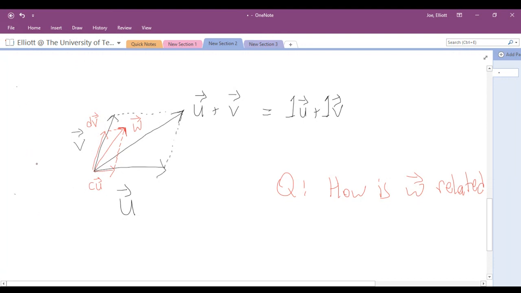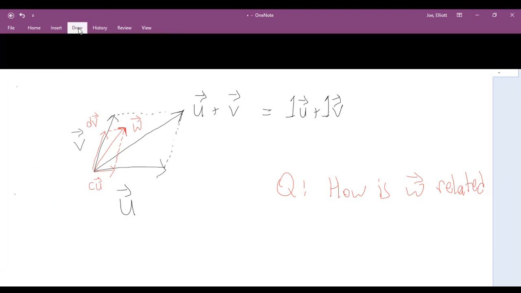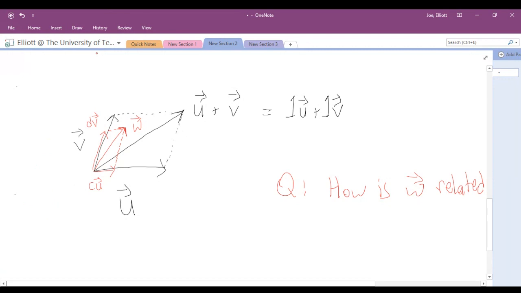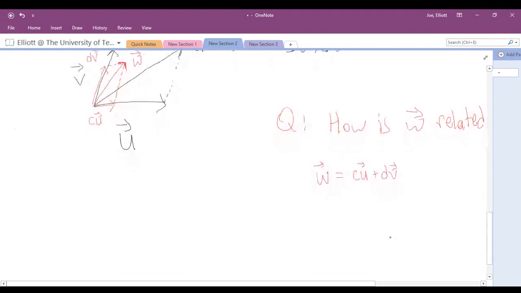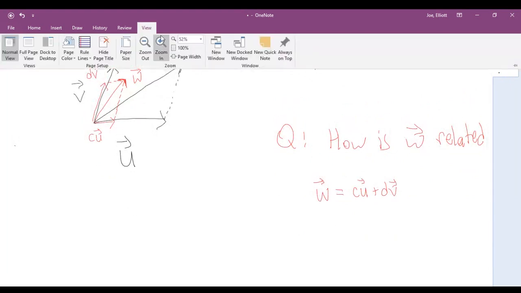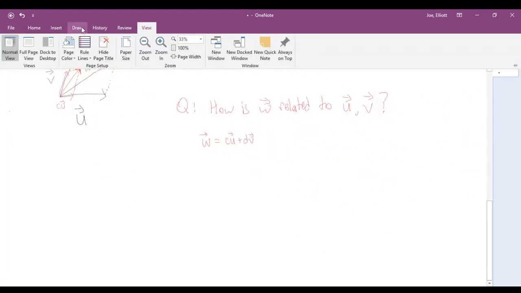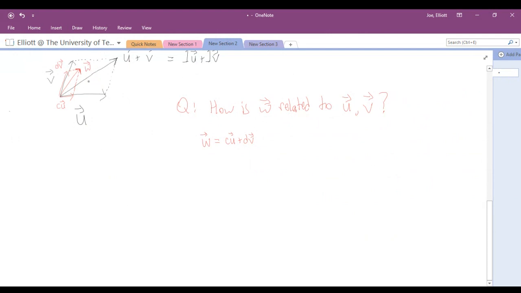And then because w is the diagonal of the parallelogram formed by these two vectors, we can reason that w is equal to cu plus dv, which in particular tells us that w is a linear combination of v and u.